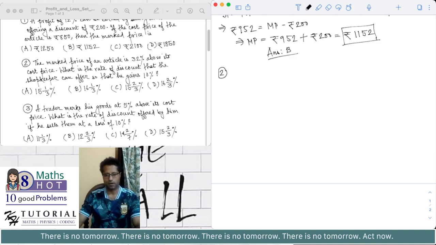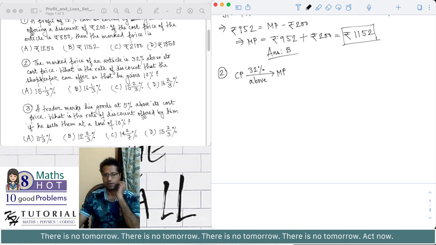The mark price of an article is 32% above its cost price. So we have the cost price and we have the mark price, which is 32% above. Now the reason I am doing this kind of diagram is to have a visual understanding of the problem, and definitely you will not solve the problems this way using these diagrams. This is just for the sake of understanding. So the mark price is given to be 32% above the cost price.